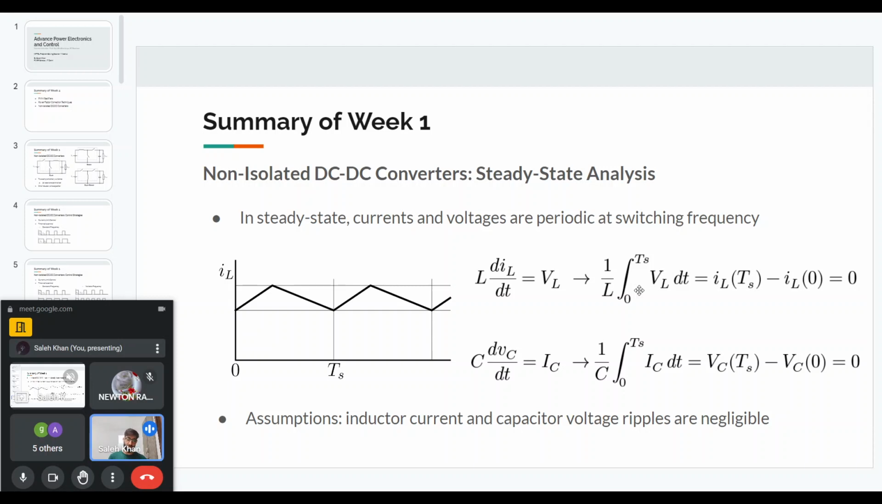Similarly, for the capacitor, charge balance should happen so that there is no excess charge, because if there is an excess charge, the capacitor voltage will rise or fall. But since at steady state the voltages and currents reach the same value after every TS point, they will be the same. So the inductor volt-second is balanced, and the capacitor charge is balanced.